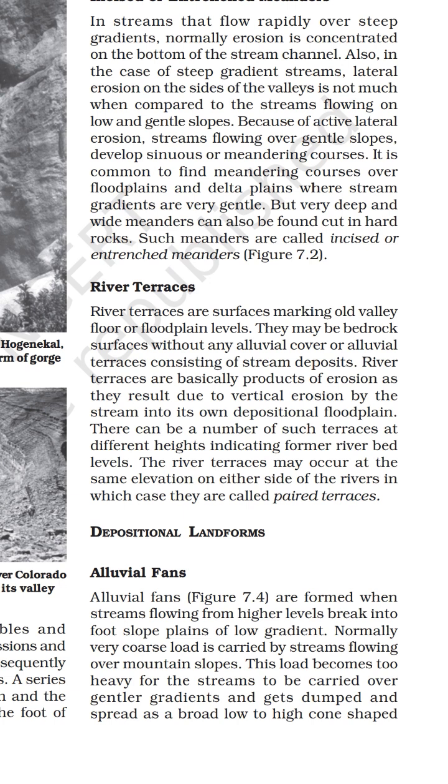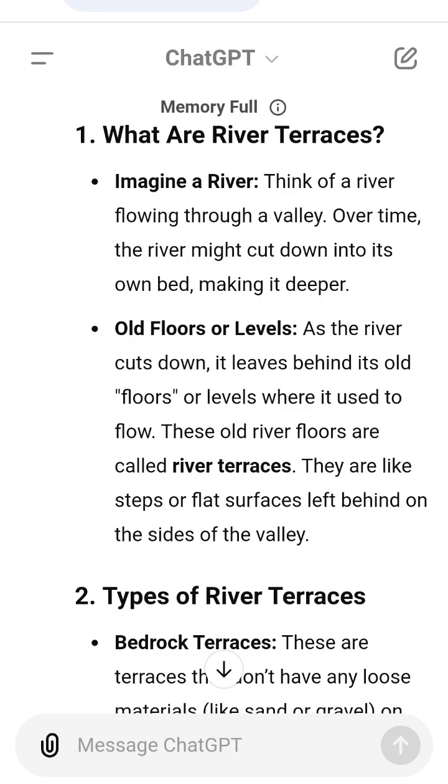2. Types of river terraces. Bedrock terraces. These are terraces that don't have any loose materials, like sand or gravel, on them. They are made of the hard rock that the river has exposed as it cuts down. Alluvial terraces. These terraces have a layer of alluvial deposits, which means they are covered by materials like sand, gravel, and small stones that the river has carried and left behind.